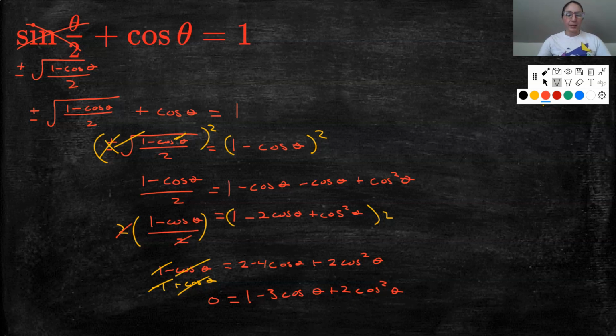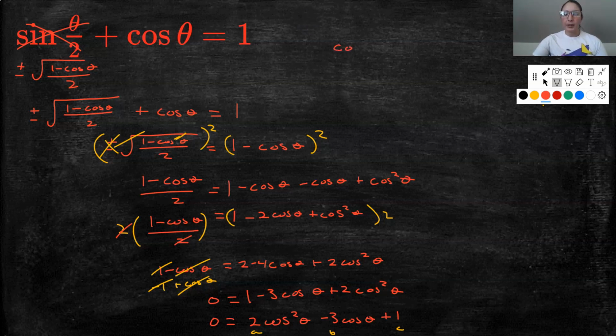Let's reorganize this so it just looks a little more familiar. 2 cosine squared theta minus 3 cosine theta plus 1. Okay, quadratic equal to 0. Perfect. Let's throw it into quadratic formula. 2 is A, negative 3 is B, and 1 is C. Perfect. Let's put it up here.